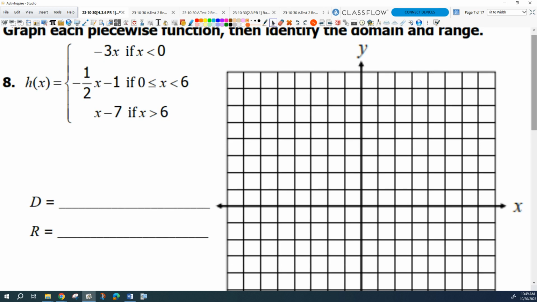Okay, what about one like this then? Let's just go through the steps here. What's my first step, at least in my mind, that I'm going to do? Yeah, I want to break it into regions. Where are my boundaries going to be, the vertical lines? 0 and 6. Okay.